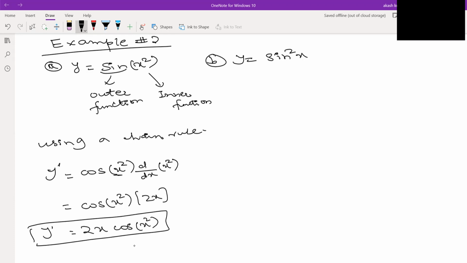So there are two separate parts. I thought the final answer would be cosine x square. No, that's the outer function that we differentiated, and then there is an inner function as well that needs to be differentiated. So we differentiated that x square part, and we got 2x cosine x square. Is it clear? It's clear now.